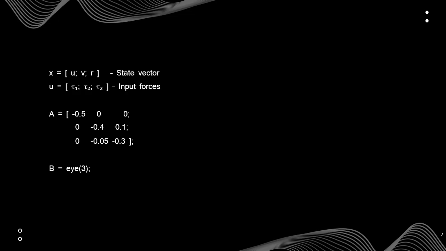Here's a basic linear model in matrix form. A defines how the vehicle's motion evolves. It includes damping and sway coupling. Matrix B shows that each control input directly affects its corresponding axis.